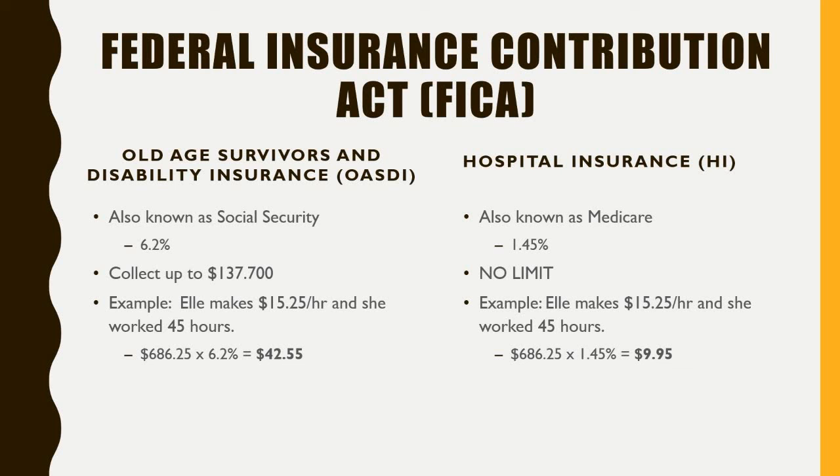All right, so let's go ahead and take back our example here. L makes $15.25 an hour. She works a total of 45 hours. So again, you are also using the total earned income. So a total of $686.25, and you're going to multiply by 1.45% to give you a grand total of $9.95. Like I said, it's not a lot. Okay? So one more section and then I'll let you guys go.